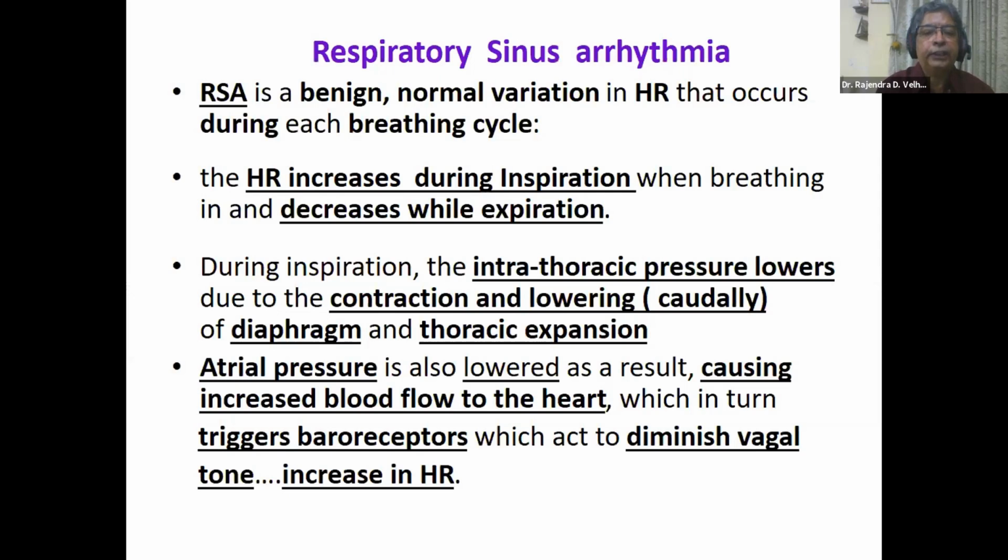Now, during inspiration, what happens? That increases the heart rate. The intrathoracic pressure lowers due to the contraction and lowering caudally of the diaphragm and thoracic expansion, and atrial pressure is also lowered. As a result, there is an increased blood flow to the heart from the lungs, which in turn triggers the baroreceptors, and that diminishes the vagal tone and increases the heart rate.